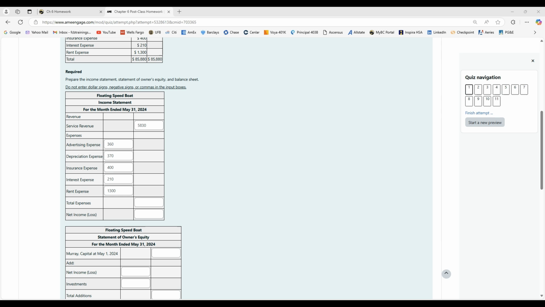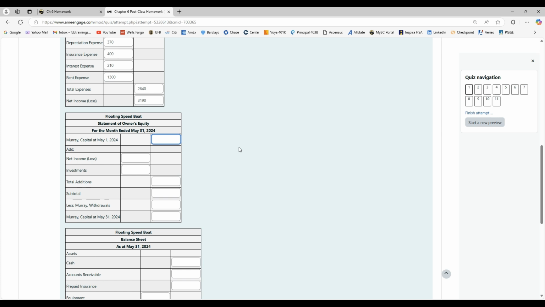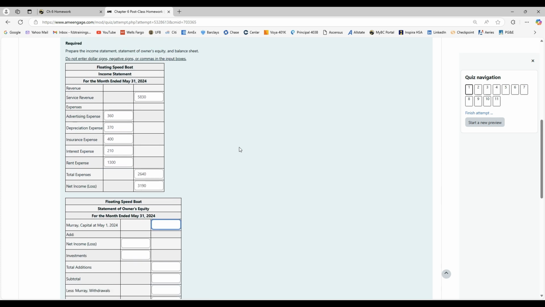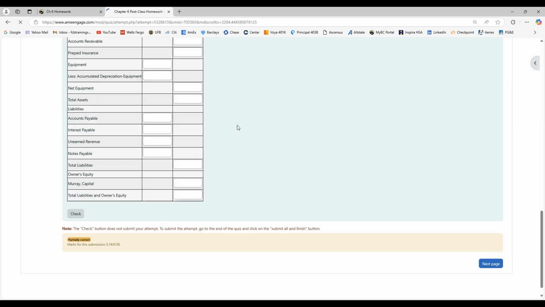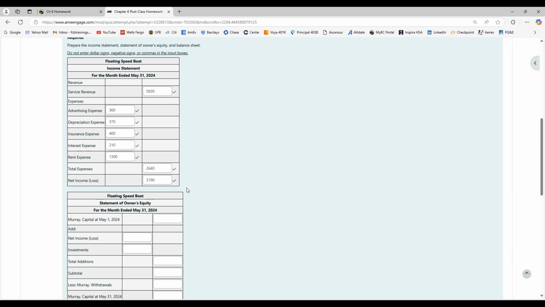Okay, and then I'm going to sum up all the expenses. So 360 plus 370 plus 400 plus 210 plus 1300 gets us to 2640. And then 5830 minus the 2640 gives us $3,190 in net income. And okay, so that's the completion of the income statement. And now I'm going to hit the check button though, just make sure I didn't do any math wrong or anything, because it'll kind of haunt us as we carry through.